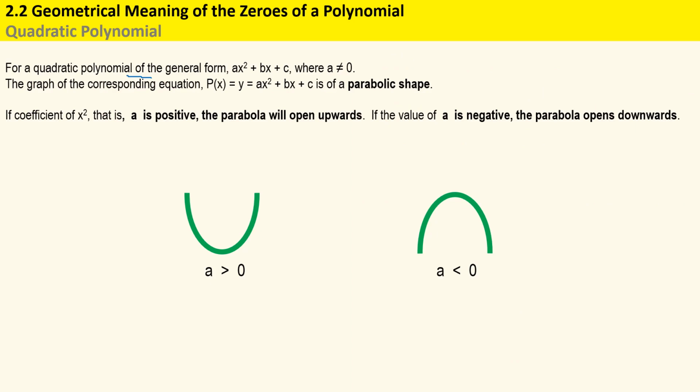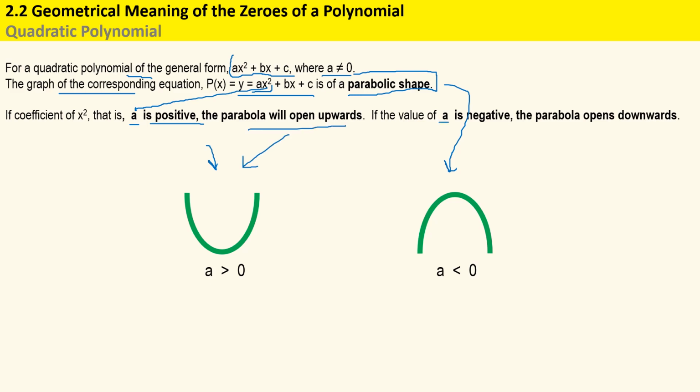For a quadratic polynomial, which has a general form of ax squared plus bx plus c, where a is not equal to 0, we can have the graph of the corresponding equation, which is y is equal to ax squared plus bx plus c. We notice that this graph is of a parabolic shape. A parabolic shape is something like this, or we have a shape like this. And we notice that when a, which is the coefficient of x squared, is positive, the parabola opens upward like this.